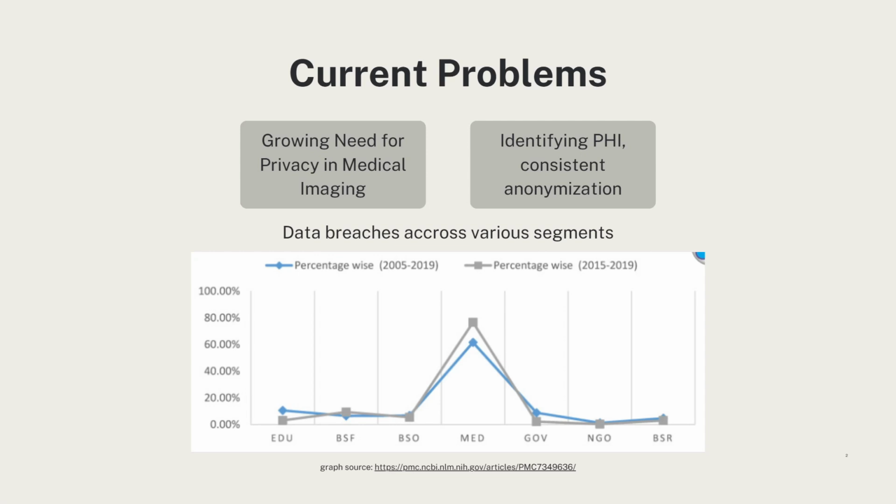Recent studies conducted by researchers, available on the NCBI PubMed Central platform, show how data breaches are a concern in the medical industry, with up to around 75% of data breaches from 2005 all the way up to 2019. This is why laws like HIPAA set rules for keeping health information private.